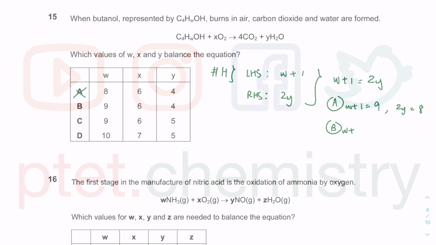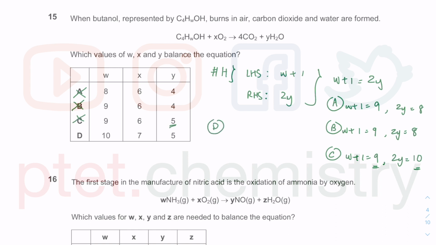B, W plus 1 is equal to 9. So there's 9 on the left, and then on the right, 2Y is equal to 8. So again, that is not balanced. If I look at C, W plus 1 equal to 9. 2Y is equal to 2 times 5, which is 10. So 9 does not equal 10, which is wrong.